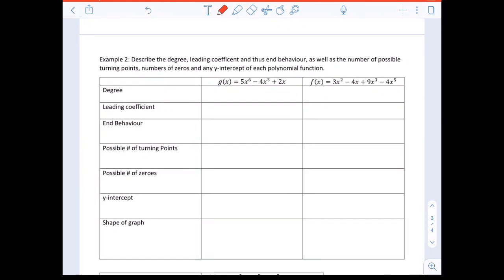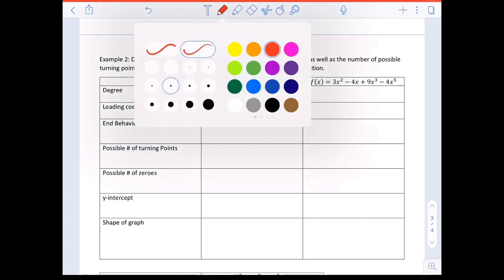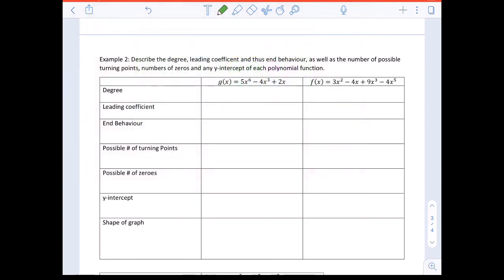So we have a couple of polynomials here that we just want to answer the characteristics for. Example 2 says, describe the degree, leading coefficient, and then end behavior if we know that, as well as the number of possible turning points, number of zeros, and any y-intercept of each polynomial function. We can find the y-intercept by just substituting in x is equal to 0. It's always an easy one to substitute in.